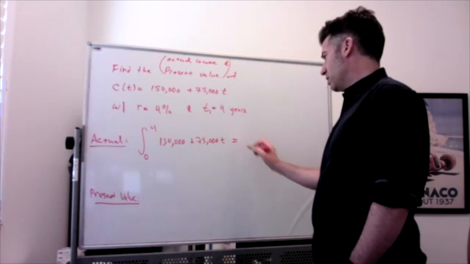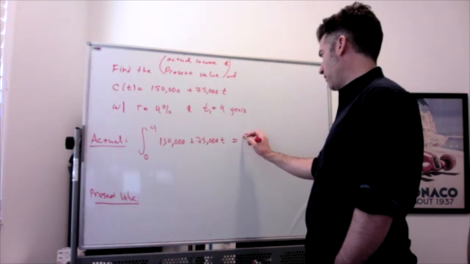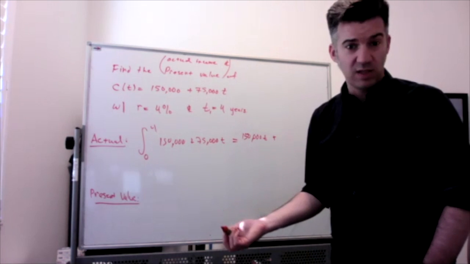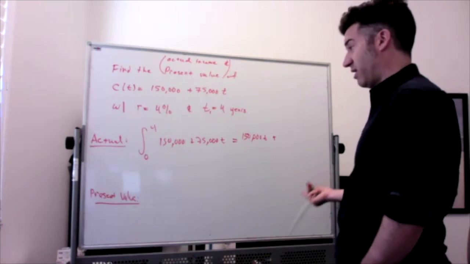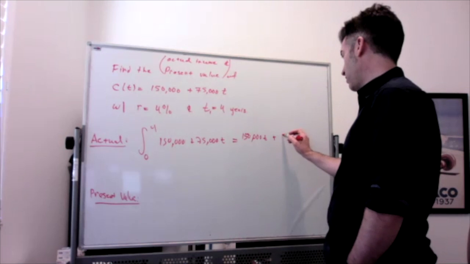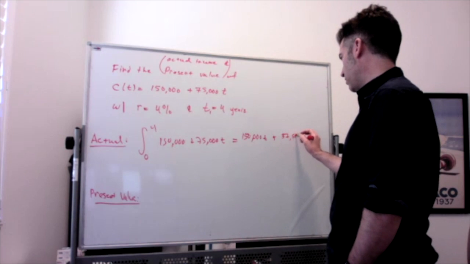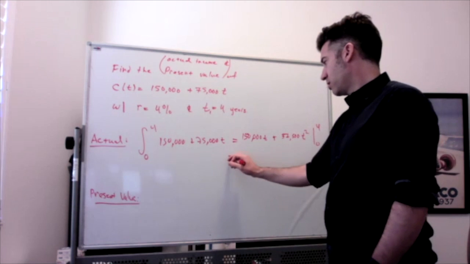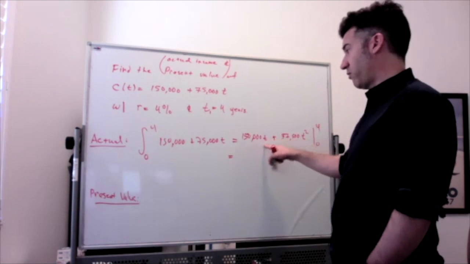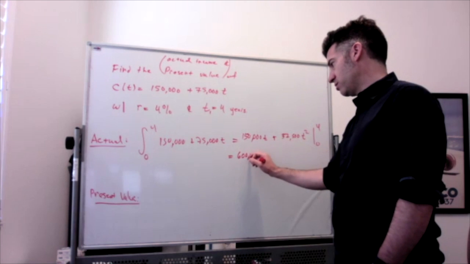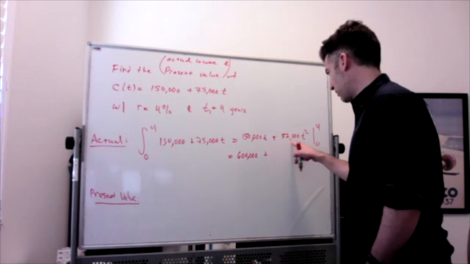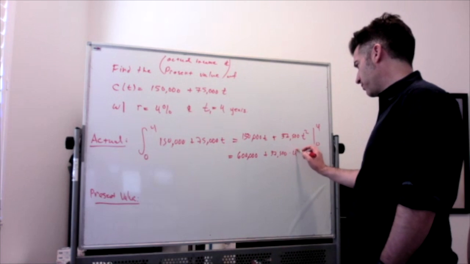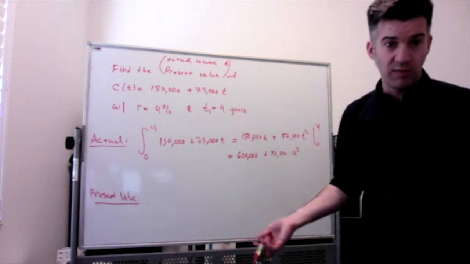So that's going to be, let's see, you're going to get 150,000 t plus 75,000 t squared over 2. 75,000 divided by 2 is 37,500. So it's 37,500 times t squared from 0 to 4. Plug in 4, you're going to get 150,000 times 4, which is 600,000. And you're going to get 37,500 times 4 squared, minus when you plug in 0, which will both be zeros.